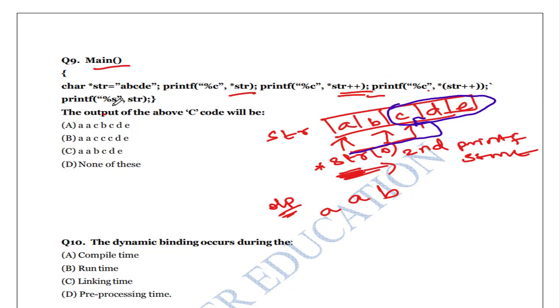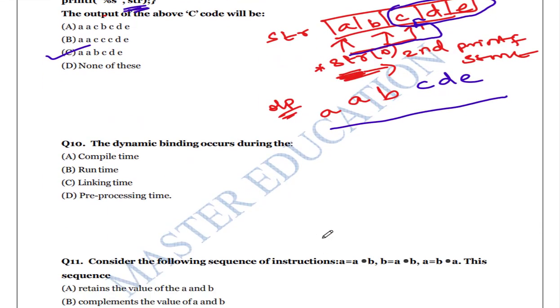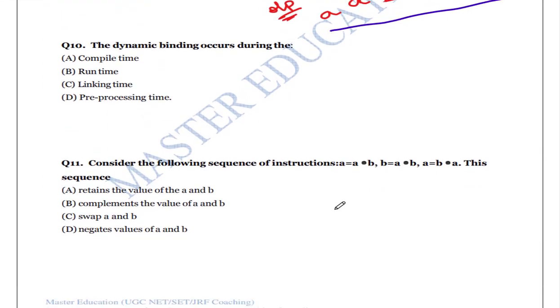And then, so what happened? Printf %s str. After that, whatever is present, it prints as it is. Now I didn't give any star, it is given as str. So after whatever character is present, it will print out. So a, b, c, d, e is the answer, right? Yes.